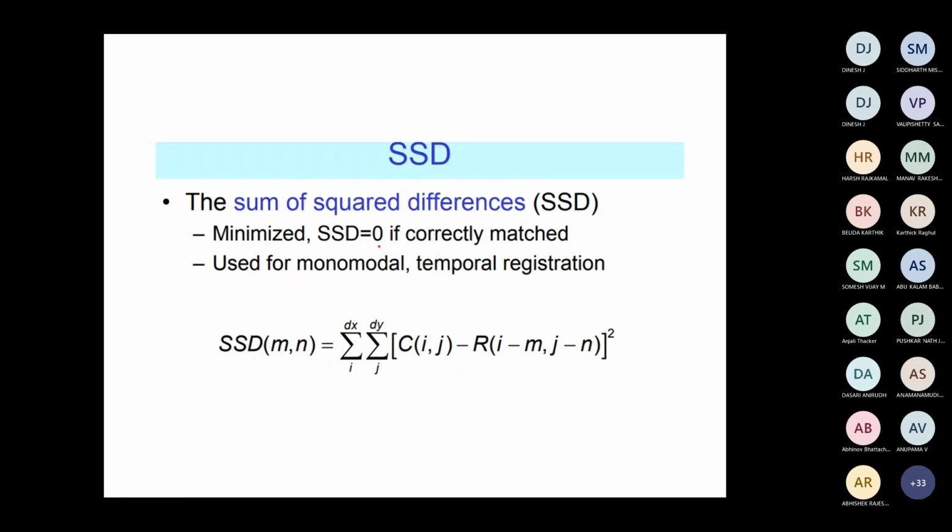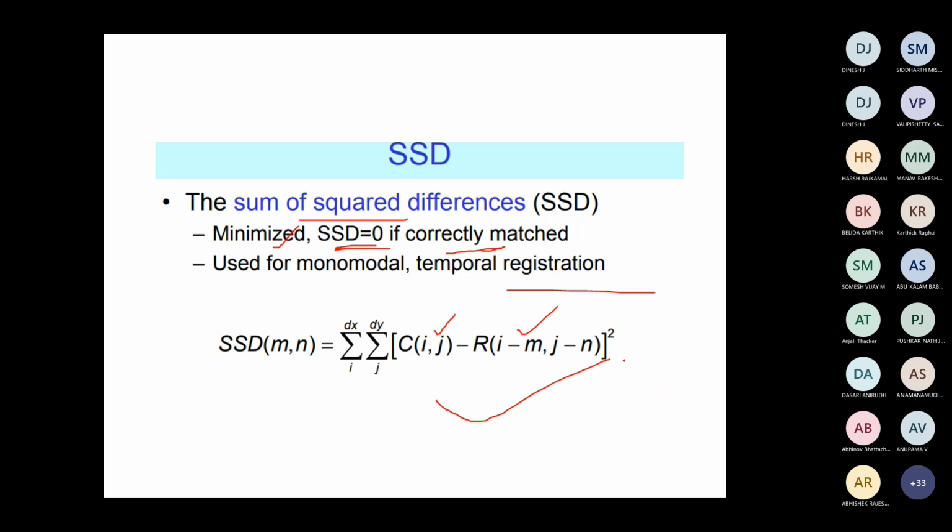The next similarity measure is sum of squared differences. It can be minimized. Our SSD will be 0 if it is correctly matched. If the mapping is good, then it is 0. It is used for monomodal and temporal registration. If you see the equation, it will be like this: C minus R, where we need to define and give these values. This is the reference and this is the search window.